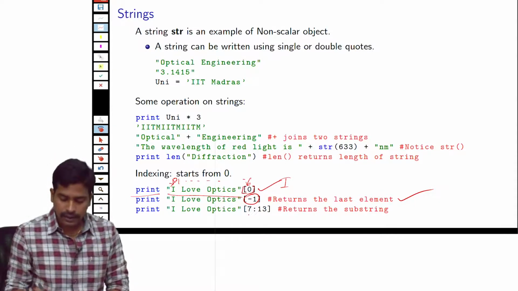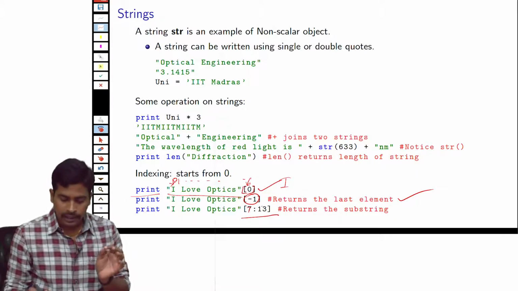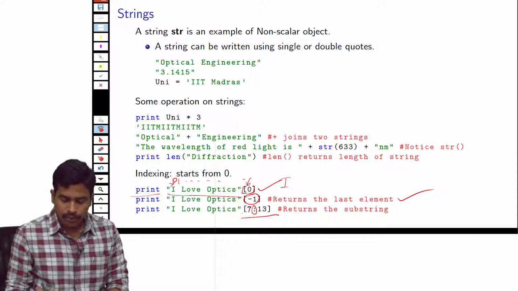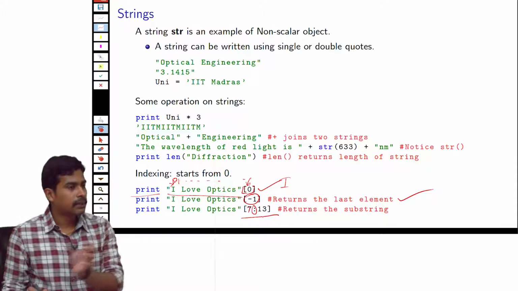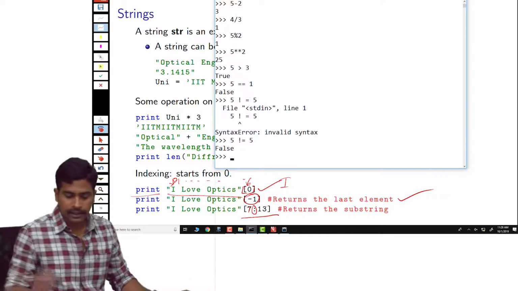Okay. You can also index a group of characters like 7th to 13th or first to 5th character using this command. Here you use the starting index and then use a colon and the last index. So here 7th to 13th characters will be printed at the output. So now let's try some of these in the Python shell.